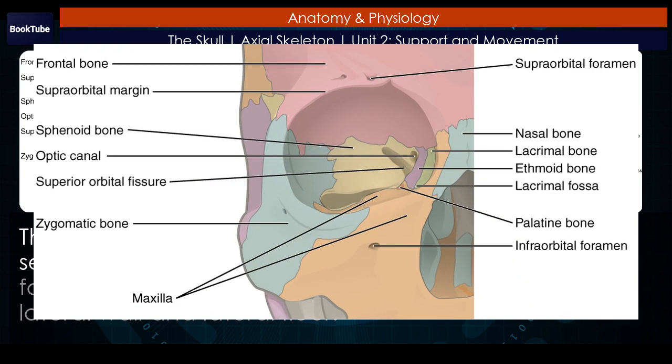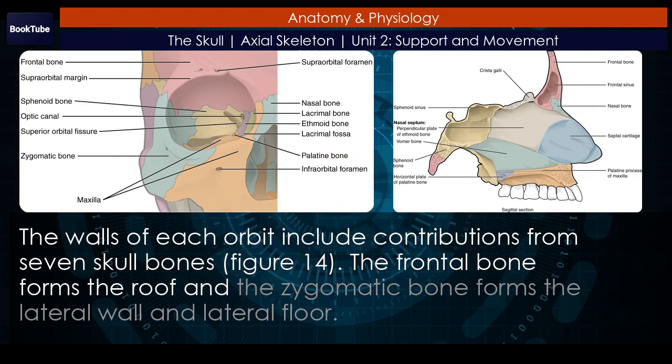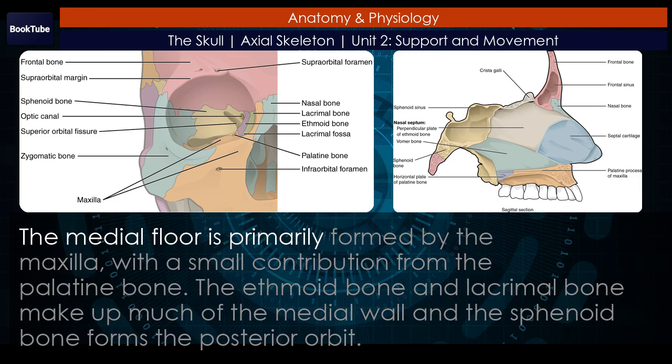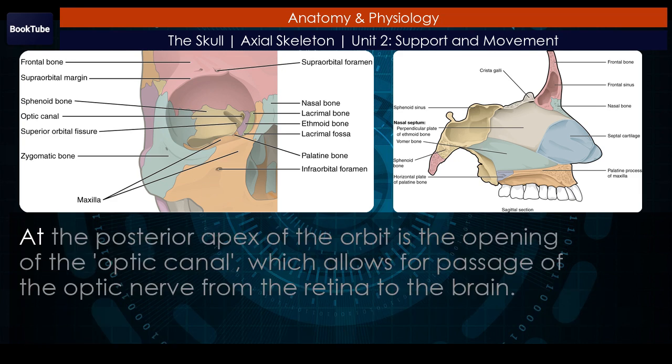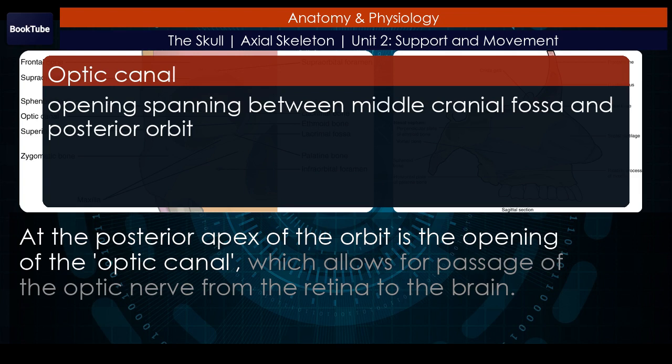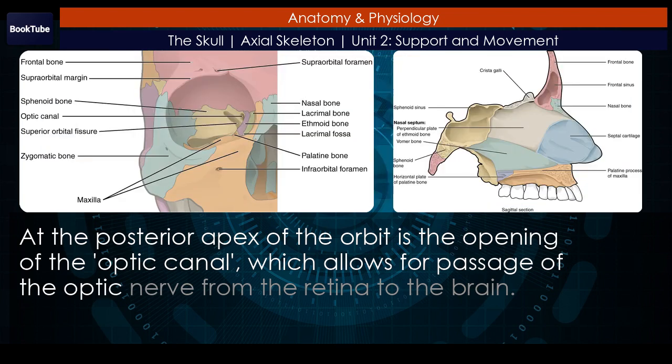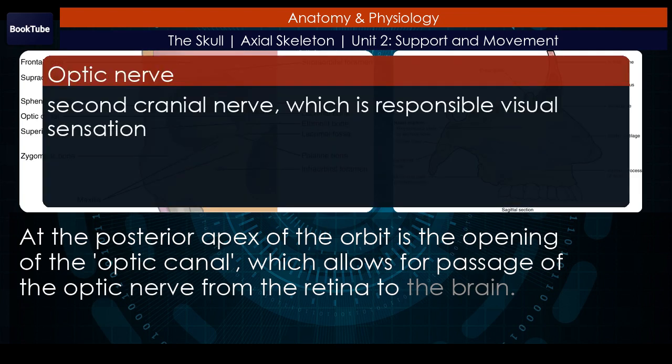Figure 14. The frontal bone forms the roof and the zygomatic bone forms the lateral wall and lateral floor. The medial floor is primarily formed by the maxilla, with a small contribution from the palatine bone. The ethmoid bone and lacrimal bone make up much of the medial wall, and the sphenoid bone forms the posterior orbit. At the posterior apex of the orbit is the opening of the optic canal, which allows for passage of the optic nerve from the retina to the brain.